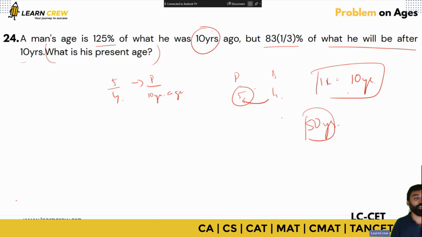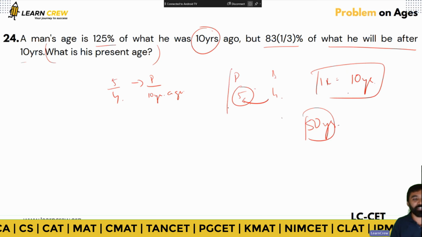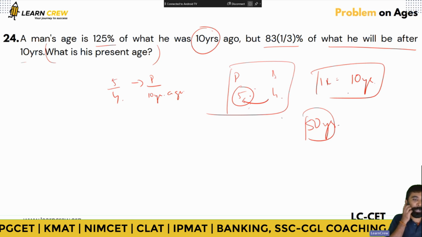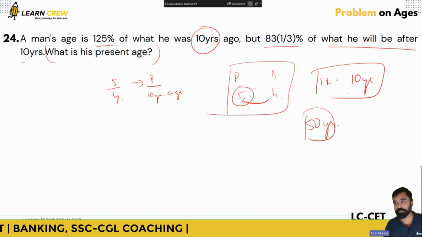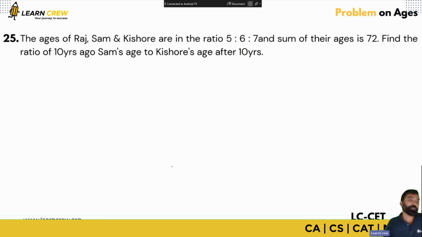125% of the age of what he was 10 years ago. Answer can be found in this itself. Correct. Single ratio equal to 10 years. So 5 ratio equal to 50 years. Yeah. Take up this last question. Then you can leave for the day.